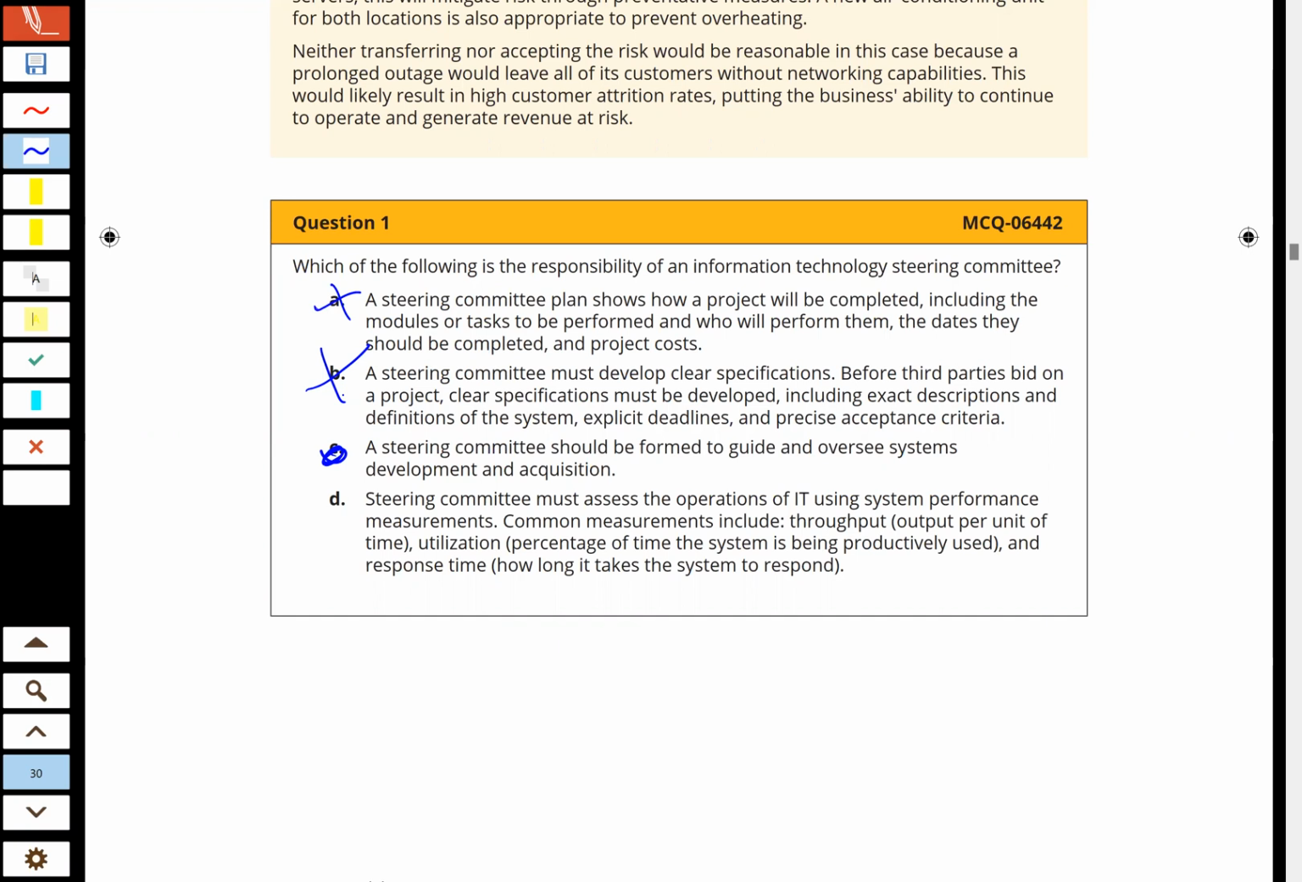C, it's true the steering committee should be formed, and they do what? They guide and oversee system development and acquisition. That is what they do, okay?